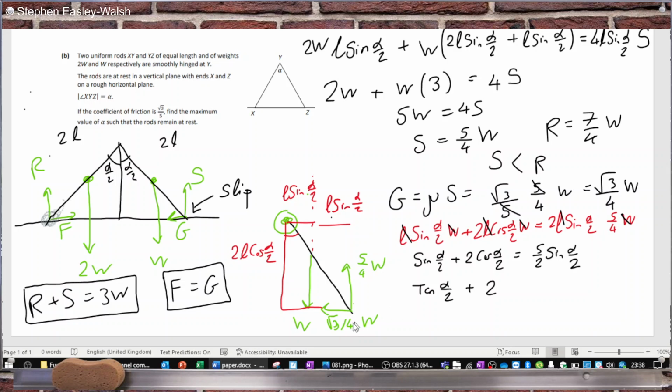How come I didn't have a root 3? What have I done wrong now? I put in one of the forces wrong. That's what I've done wrong. I need to be more careful and perhaps not do questions at 11:30 at night.